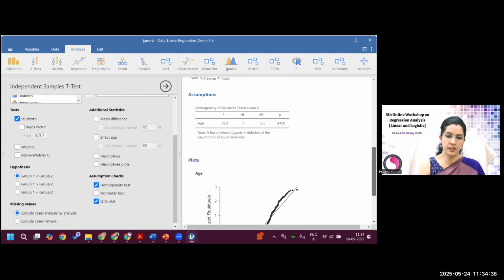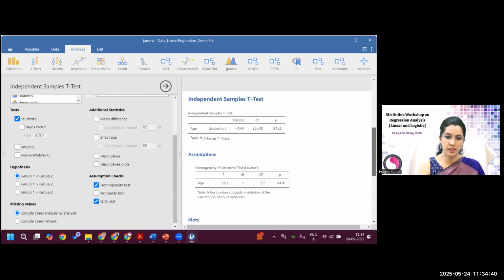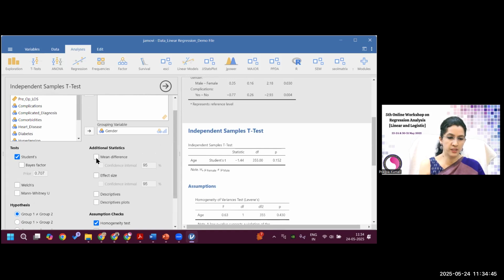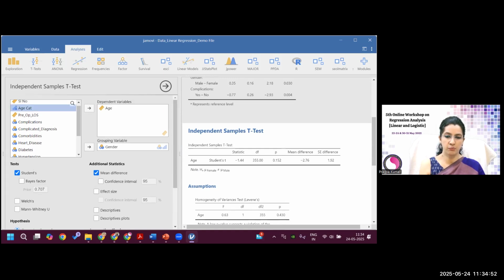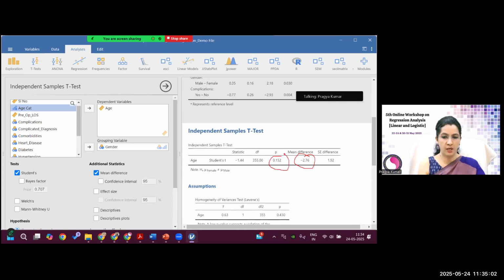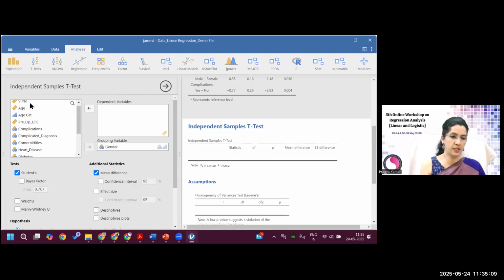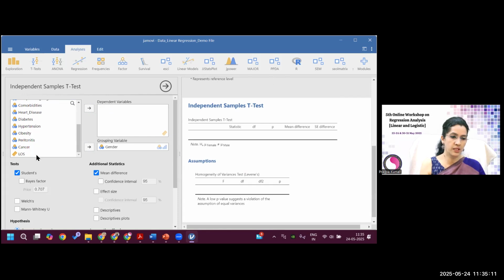So I can go with the independent sample t-test, and I can see the mean. If you see the mean difference in age between male and female, it is 0.276, which is not significant. So in our case, probably it is not significant, but it may be significant, mean age. Now seeing another variable, what was the other variable? Length of stay. So instead of age, if I take length of stay, so this was the length of stay.